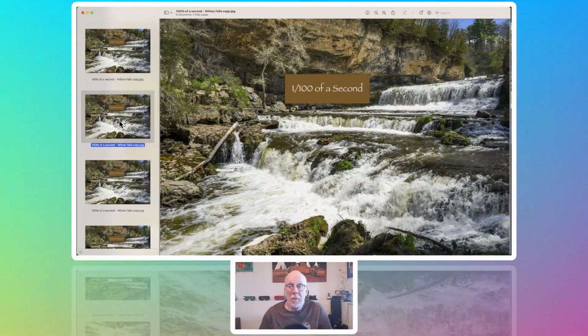Now, this is looking a lot better. This area down in the lower right is looking a lot more realistic to me. Maybe just a touch too much blur. I might like just a little bit less.